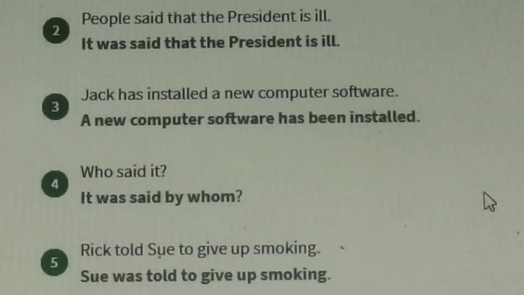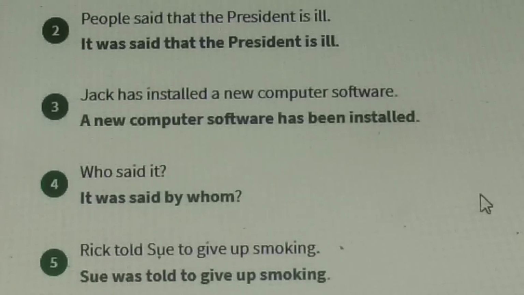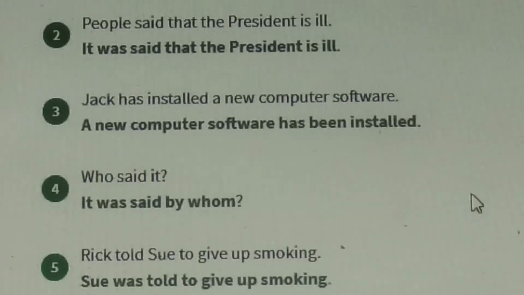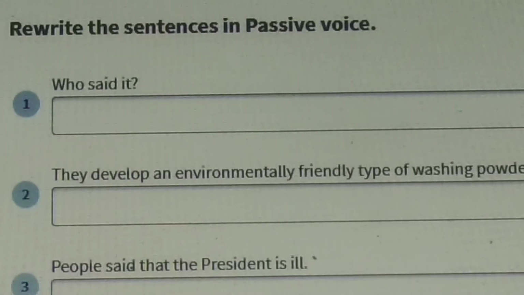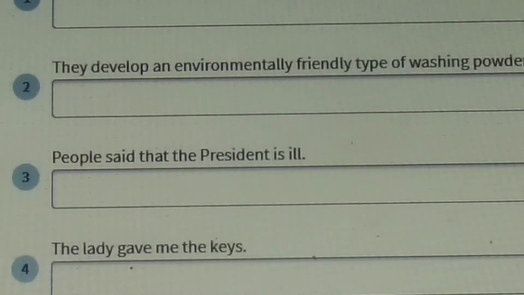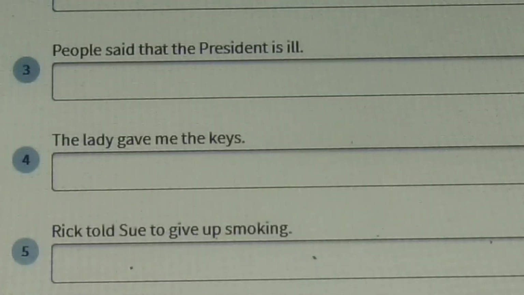Very good. Then move on to the next one. Very good. You got them all correct. Very good, children. I hope you got all correct. Very good, children. Rewrite in passive voice, children. Come on. Start writing. Are you writing? Please write down so that you're able to write the answers also. Very good, children. Come on, write it.